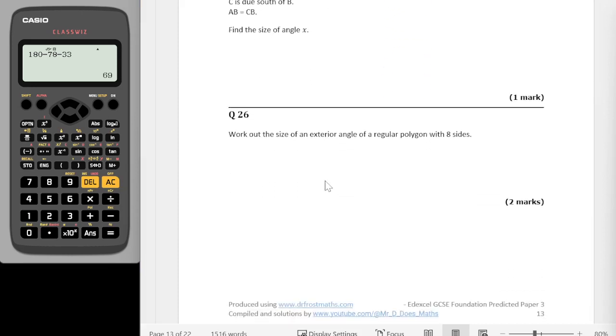Okay, 26. Work out the exterior angle of a polygon with 8 sides. Well, the exterior angle of any shape is always going to be equal to 360 divided by the number of sides. So 360 divided by 8 in this case. So 360 divided by 8 is going to give me 45 degrees.